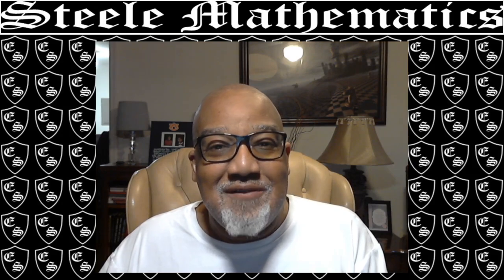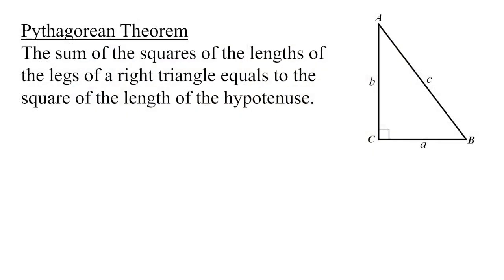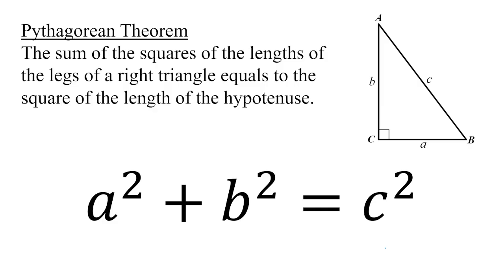And today, we're going to talk about a famous theorem, the Pythagorean Theorem. Now, of course, if you have heard of the Pythagorean Theorem, you're thinking of a squared plus b squared equals c squared. But I want to go further into telling you what that actually means. It means that the sum of the squares of the lengths of the legs of a right triangle equals the square of the length of the hypotenuse. That's what the Pythagorean theorem means.